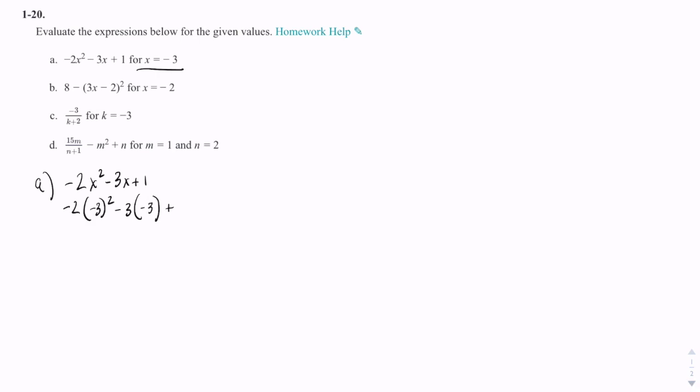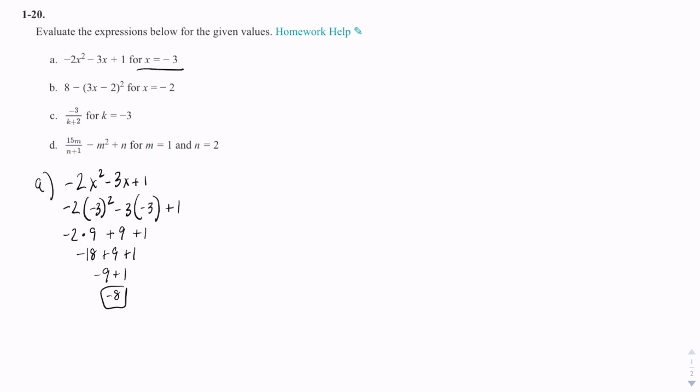Substitute, right? And now I get negative 2 times negative 3 squared is 9. In this one, it's negative 3 times negative 3 is plus 9 plus 1. Negative 2 times 9 is negative 18 plus 9 plus 1. Negative 18 plus 9 is negative 9 plus 1. Negative 9 plus 1 is negative 8 for A.